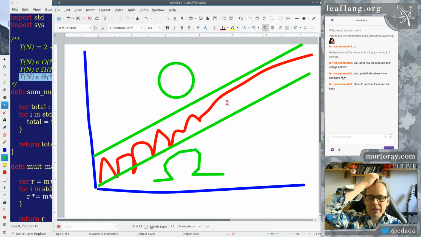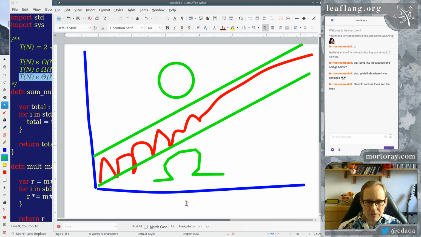If you're dealing with some cases in encryption, you only care about this lower bound, because you want stuff to take at least this long. It's not allowed to take less than this. It can take infinity, that'd be great, but it can't take less than this time.